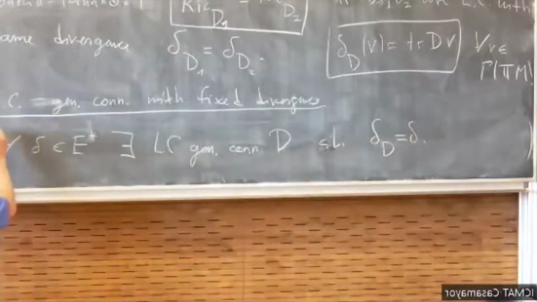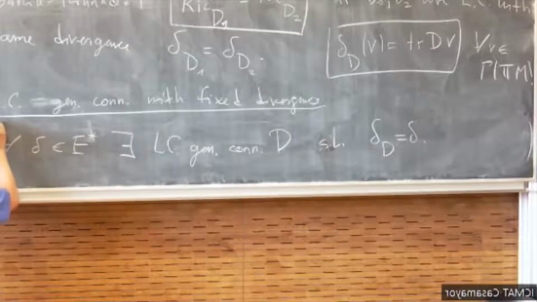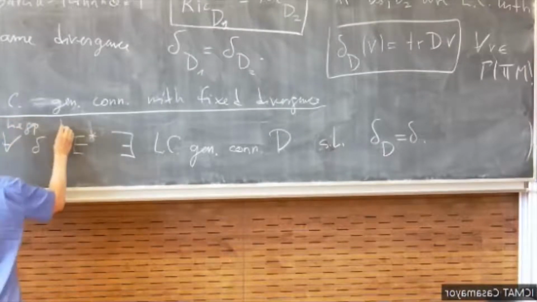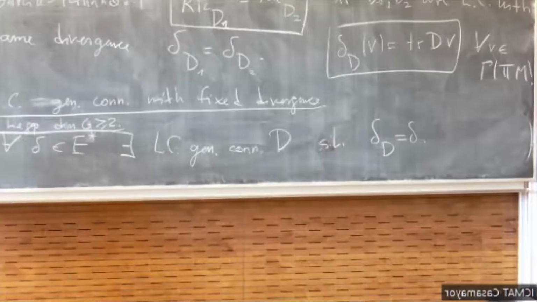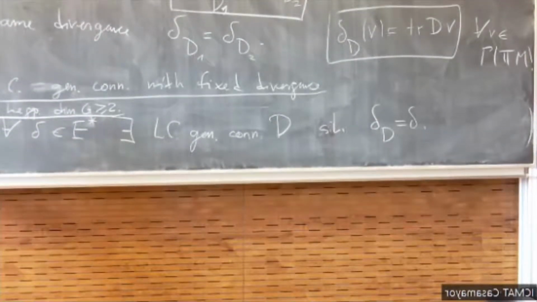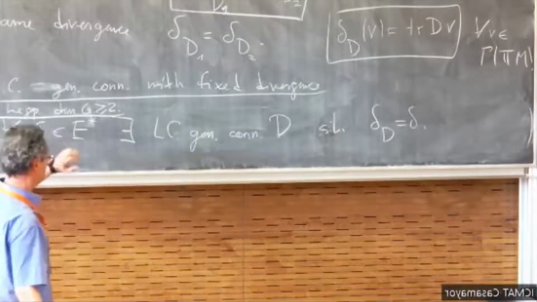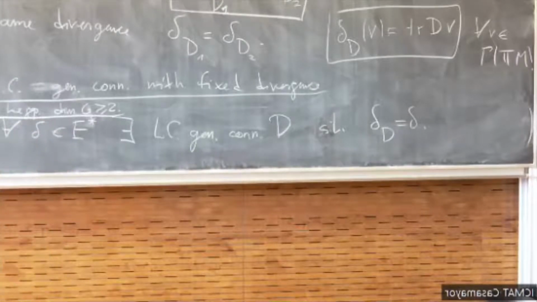So here I need to assume we are in the Lie group, with dimension of G larger or equal to 2; in dimension 1 it is false. But do you need the Lie group part of it? Is it about manifolds? No, I'm specializing everything to Lie groups because that's the case which will be relevant. So I assume that dimension is at least 2, and then the claim is that for every choice of divergence, no matter what you want to choose, there's always a Levi-Civita connection with that divergence. And that one is obtained by adding a certain tensor to this D0, where D0 is a Levi-Civita connection without divergence. So that's the claim.